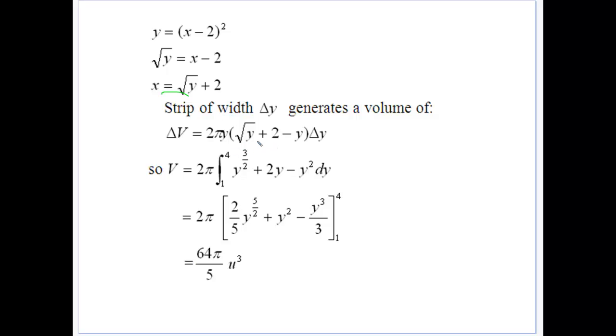The root of y plus 2 minus y, delta y with a 2 pi y between 1 and 4. So it gives us, multiply through by the y there, we get y to the power 3 on 2, 2y and minus y squared. And that's what we're going to integrate. Put 1 and 4 in, and we get 64 pi on 5.